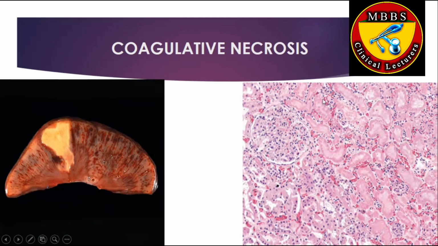So the upper portion shows the necrotic cells of the kidney, and the lower portion shows the normal epithelial cells of the kidney. In the upper portion we see that there's a preserved cellular outline and the presence of the inflammatory cells.